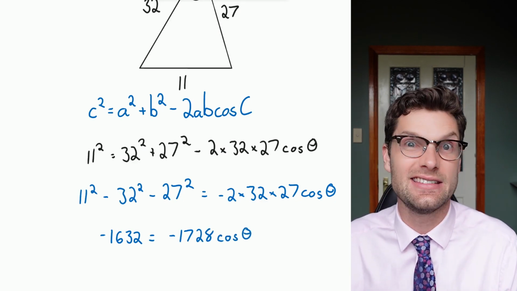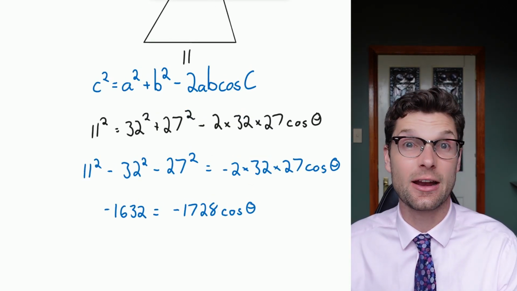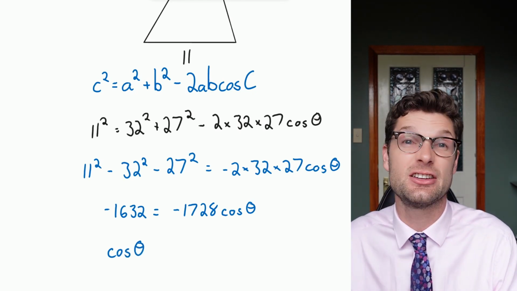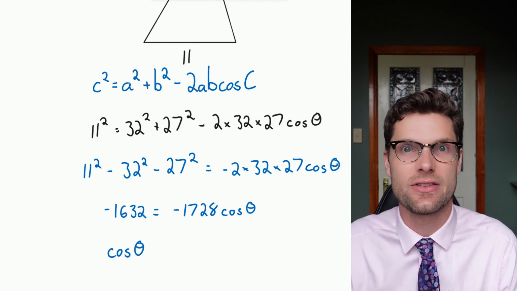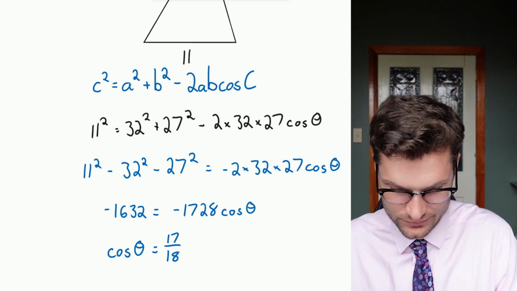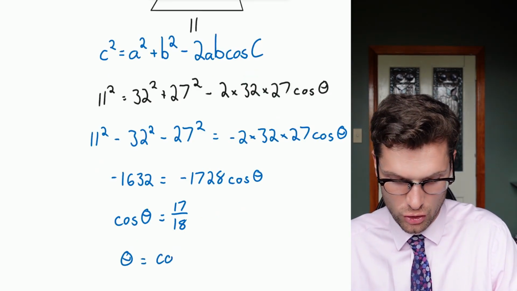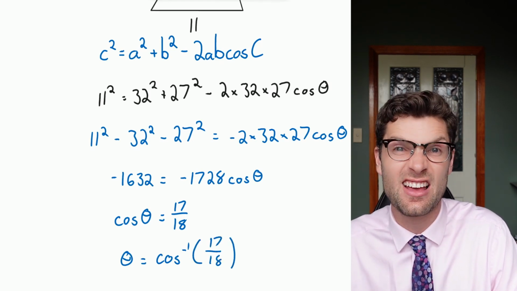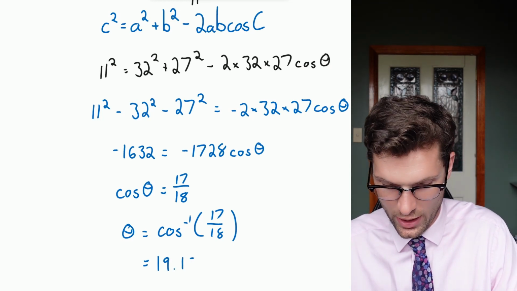We can see pretty easily what you actually do here. You've got to divide off that number. So to get cos theta by itself, I'm just going to put this over this side now, I had to divide the -1728 to the other side. So that gives me the answer of 17 over 18. So just to get that by itself, I've got theta is equal to cos^-1 of 17 over 18. Throw that into your calculator and you get the answer of 19.19.